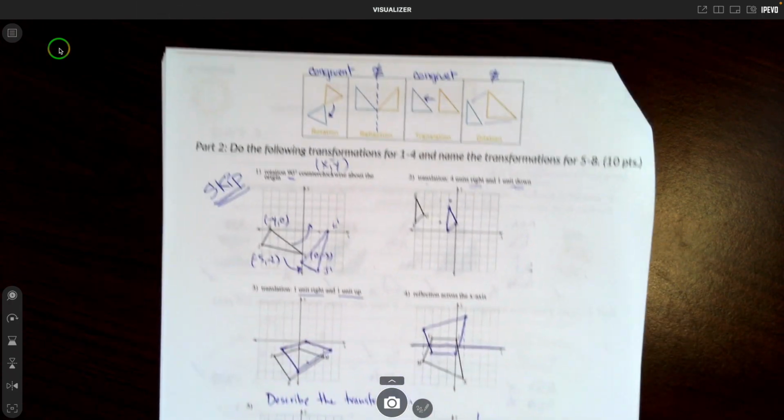So anyways, I just briefly wanted to talk about the different types of transformations because some transformations make things congruent and some don't. And that's why this section of this chapter, even though it's called Congruency and Transformation, it's really just congruency.